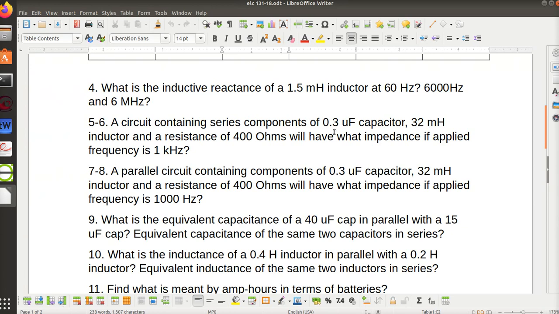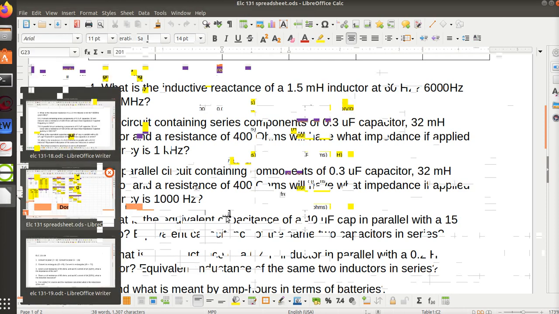531, 201, 400 ohms. What's the impedance? Everything's in series. Okay, so now I just add up my real and my reactive parts. Well, the only real part I've got is the 400. That's the only resistor in the circuit, so it's 400.